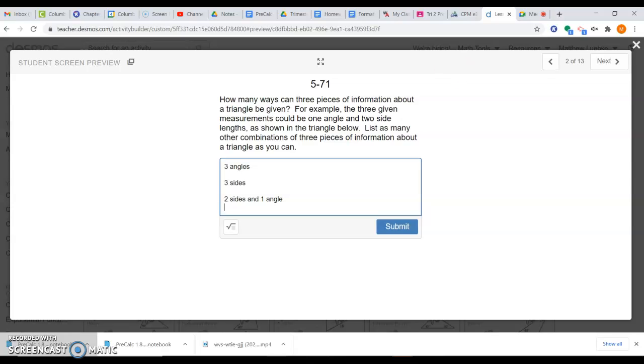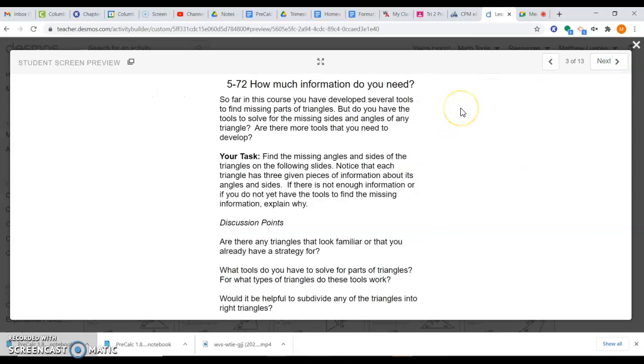Okay? Now, what we're going to do is take your list of different triangles and different variations of three pieces of information. We're going to start evaluating, can we solve these triangles with three pieces of information? So you can see here, the most important thing is the task. We need to find the missing angles and sides of each triangle on the following slides. Notice that each triangle is going to have three pieces of given information, like we were listing in the previous slide. And then we want to see, okay, if we can solve these triangles for all the sides, all the angles, let's do it. If not, let's explain why we cannot do it, explain why we don't have the tools to do it.